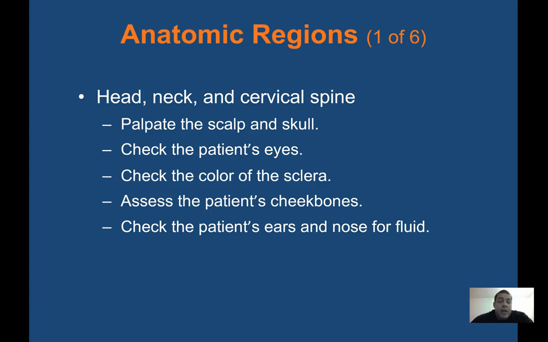Anatomic regions. Head, neck, and cervical spine. Palpate the scalp and skull. Check the patient's eyes. Make sure they're PEARL: pupils equal, round, and reactive to light. Check the color of the sclera. Assess the patient's cheekbones. Check the patient's ears and nose for fluid. This could be a possible basilar skull fracture, or they could have some type of bleeding in there.